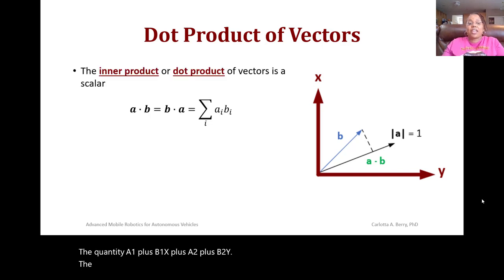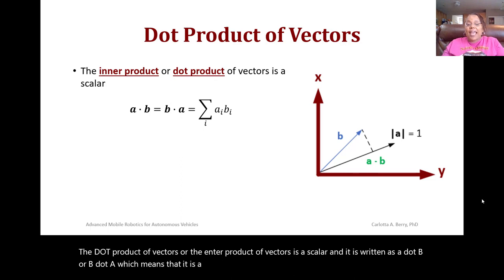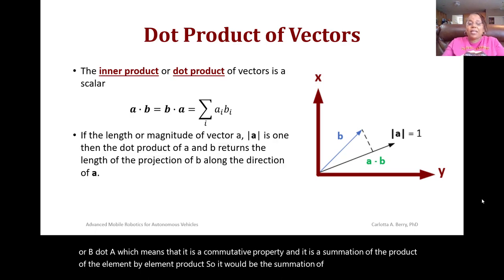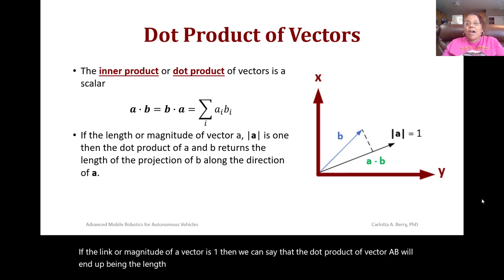The dot product of vectors, or the inner product of vectors, is a scalar. And it is written as A dot B or B dot A, which means that it is a commutative property. And it is the summation of the element by element product. So it would be the summation over i of Ai Bi. If the length or magnitude of a vector is 1, then we can say that the dot product of vector A and B will end up being the length of the projection of vector B on the direction of A, as shown in the figure here.